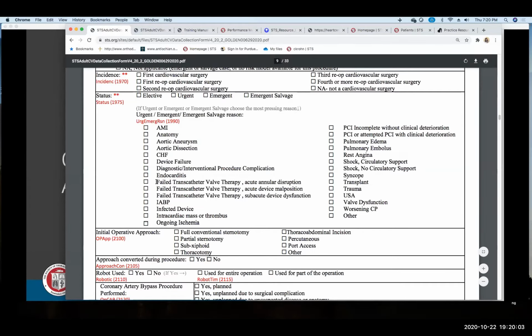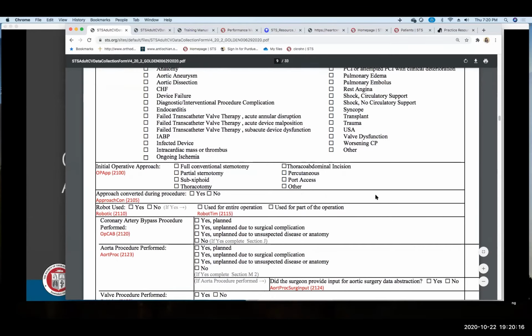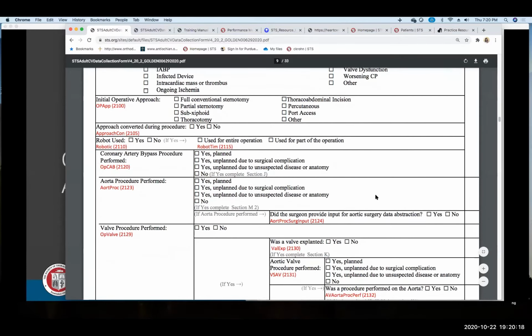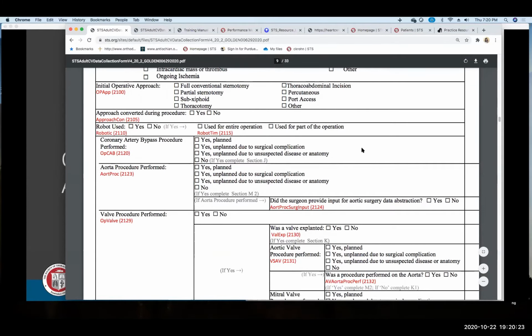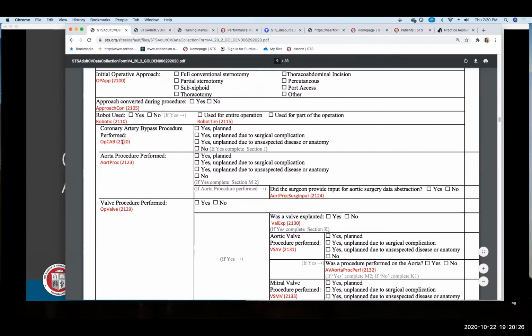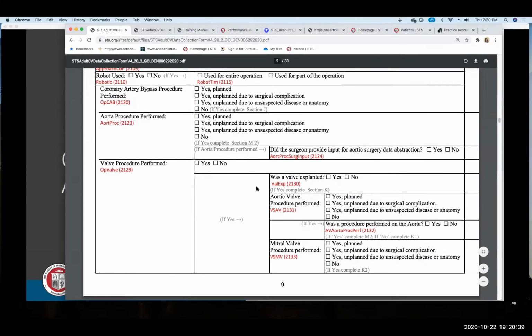Some of the new reasons that we added in with this version are related to failed transcatheter valve therapies, specifically acute annular disruption and device malposition. We get then into the approach, and was a robot used, and if it was used, what part of the procedure was it used? And these questions here about the procedure types will open up following sections that get more granular into each of these types. So you'll see a section on coronary artery bypass, on the aorta, and then on the 4 valves.